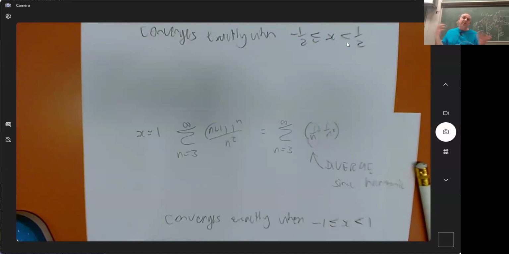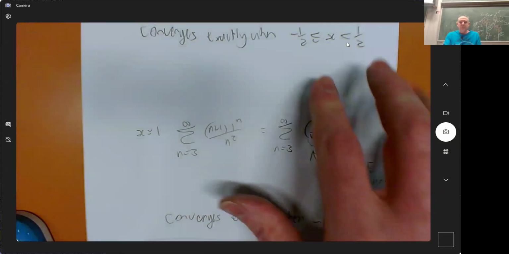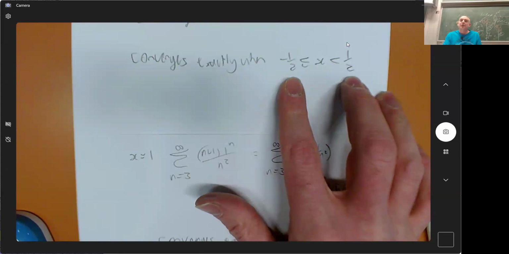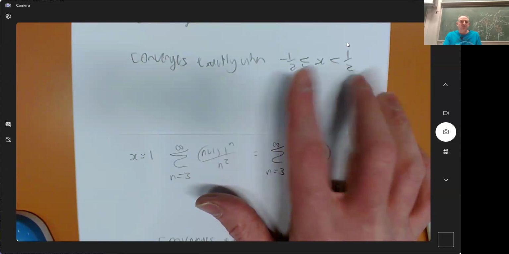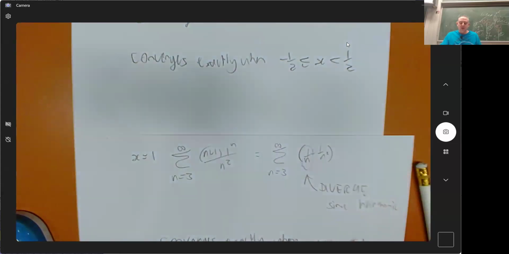You can do the ratio test when there's an x or when there's not an x. And when there's an x, they usually want you to figure out exactly which x's make it converge, which is called the interval of convergence. Yeah. I will say the radius of convergence is how far it is from the center of this to the edge. So in this case, the radius of convergence is a half. Yeah.